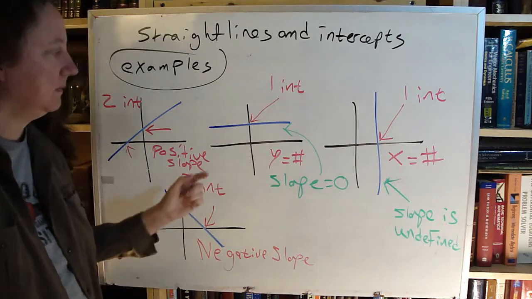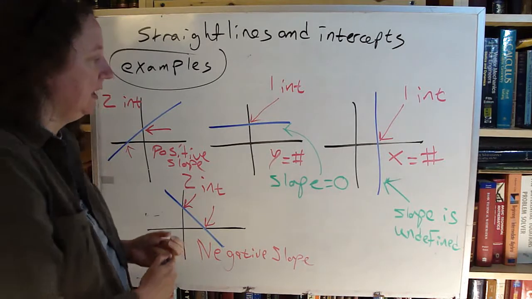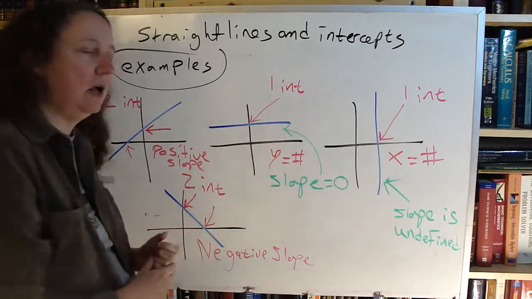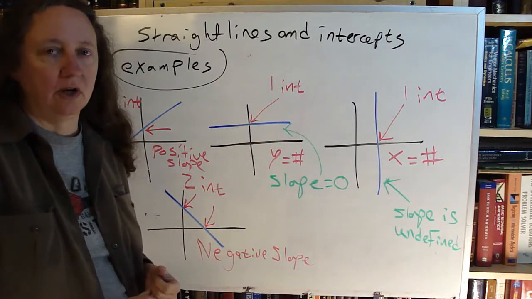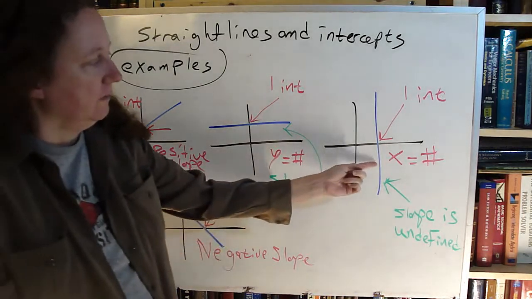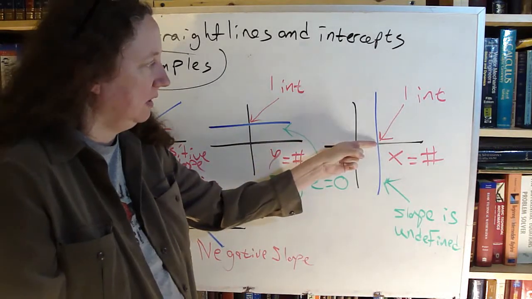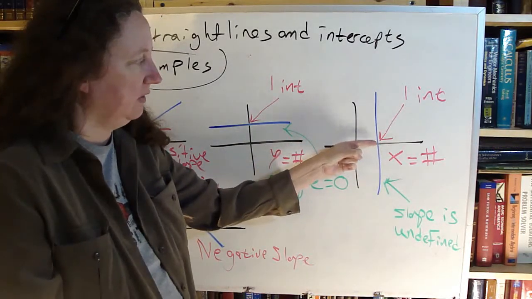unless the equation is y equals 0, and then every point on that line will be the x-intercept. Over here with x equals a number, there's my x-axis, and it does have an x-intercept.